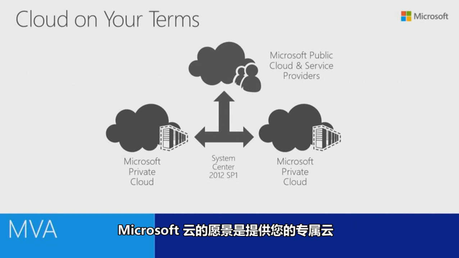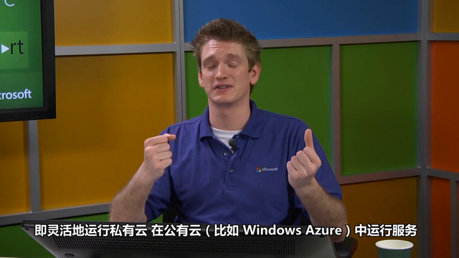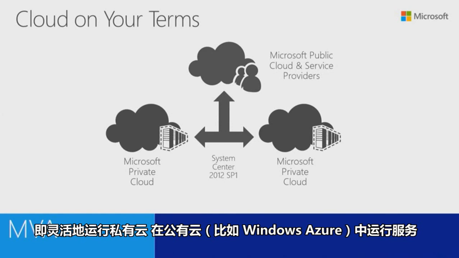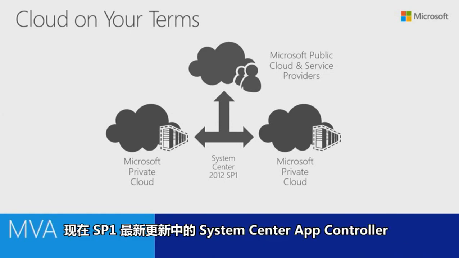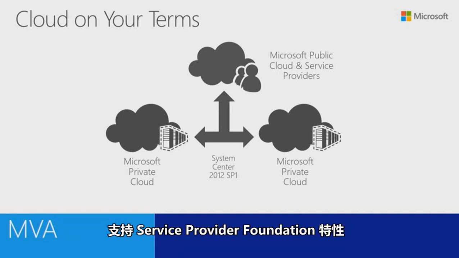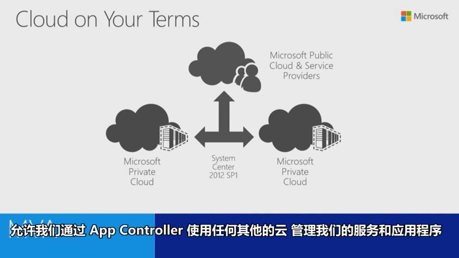Now, what we're really trying to do with our vision of the Microsoft Cloud is offer what we like to say is cloud on your terms. And by this, have flexibility running private clouds, running your services in a public cloud such as Windows Azure, or even using a third-party hoster. Now, System Center App Controller in the Service Pack 1 recent update, we now support a feature called Service Provider Foundation. And this basically allows us to use anyone else's cloud and manage our services and applications through App Controller.